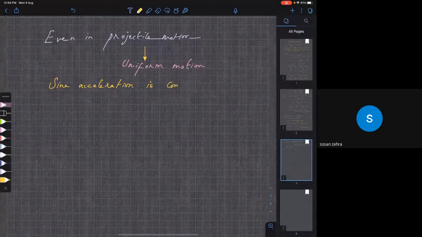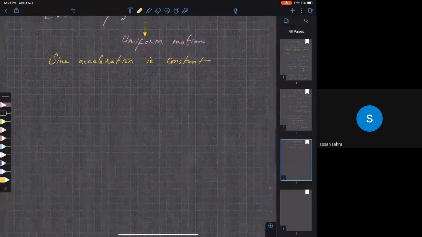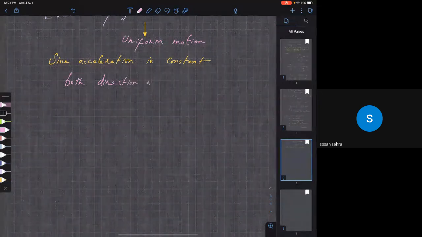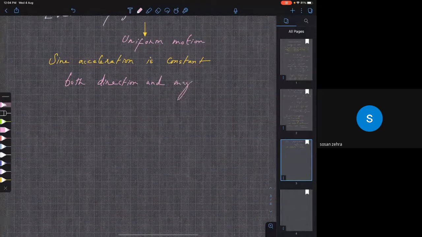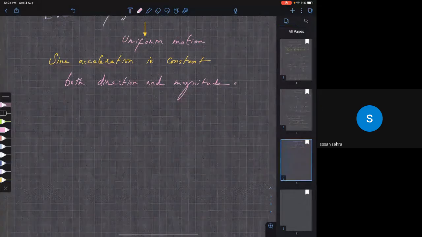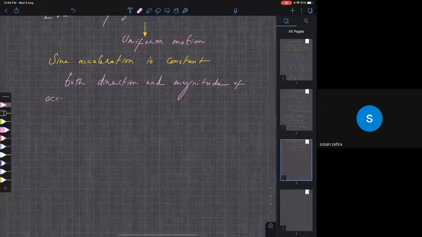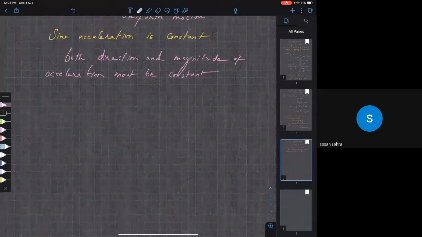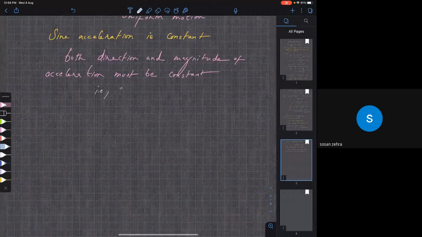is constant. Now, when you say acceleration is constant, both direction and magnitude of acceleration must be constant, or should not change. That is, should not change.